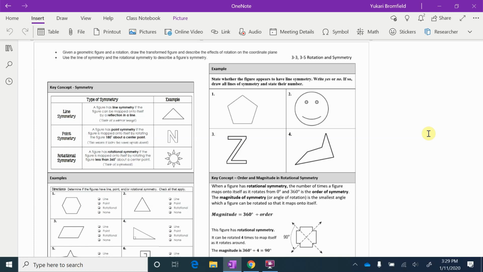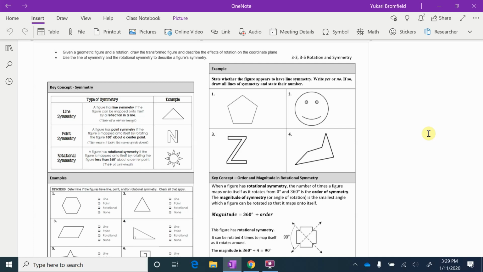Hey everyone, before we get to the triangle, the new lesson on 4-1, I want us to finish up the symmetry part from 3-3 and 3-5 notes. So let's quickly do that. Remember, we just got through doing rotation. And now we're going to see if a figure has what's called symmetry.